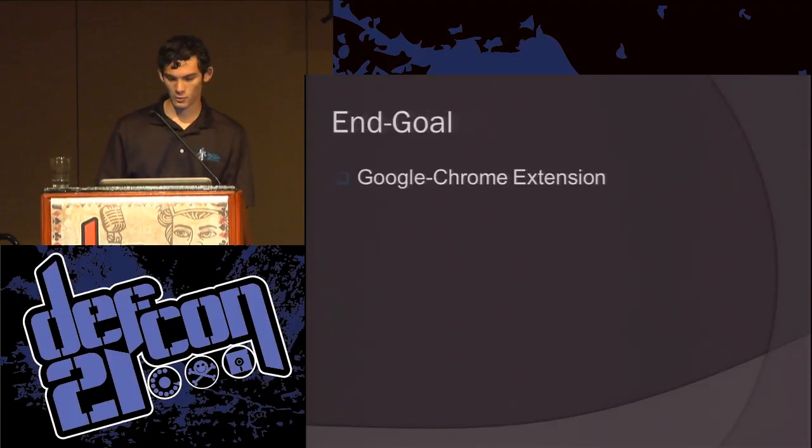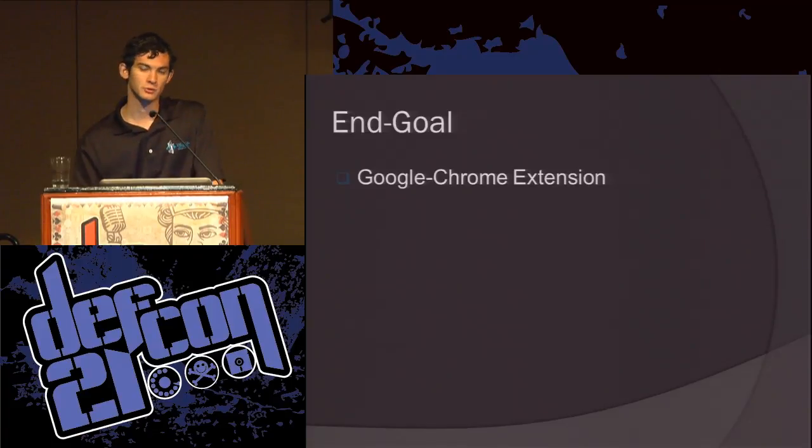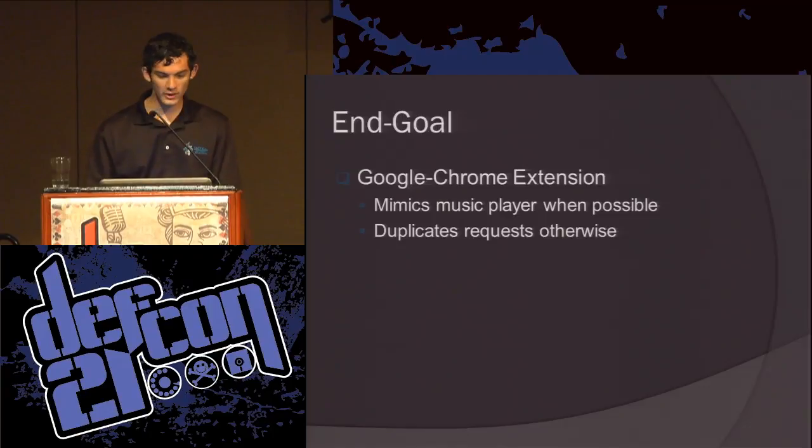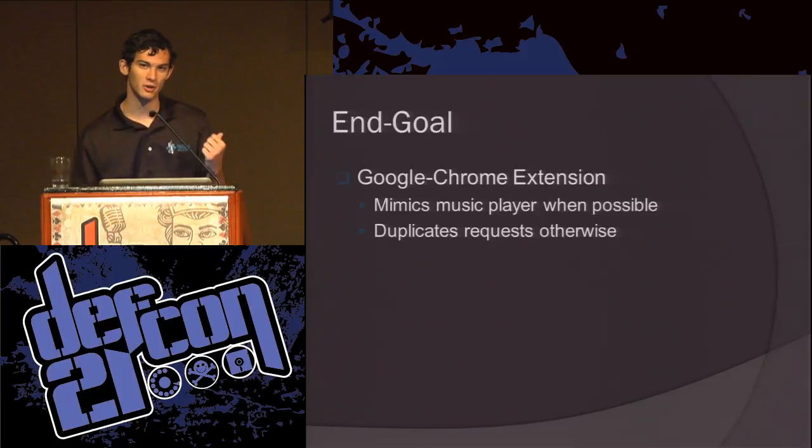So the end goal. Well, originally I had planned to release a Google Chrome extension which would have all the different exploits which I'm going to show you. And the way this would work is that it would mimic the music player whenever possible. So whenever I was smart enough to figure out how to reverse engineer the code and generate the requests the way they did. Otherwise, I would just log whenever I saw some MP3 flying by, and I look at the syntax and I match that syntax, and every time something that matches that syntax flies by, I can go get that song. And so the end result is that you have something that sits in the background, and every time you listen to a song, you can download it.